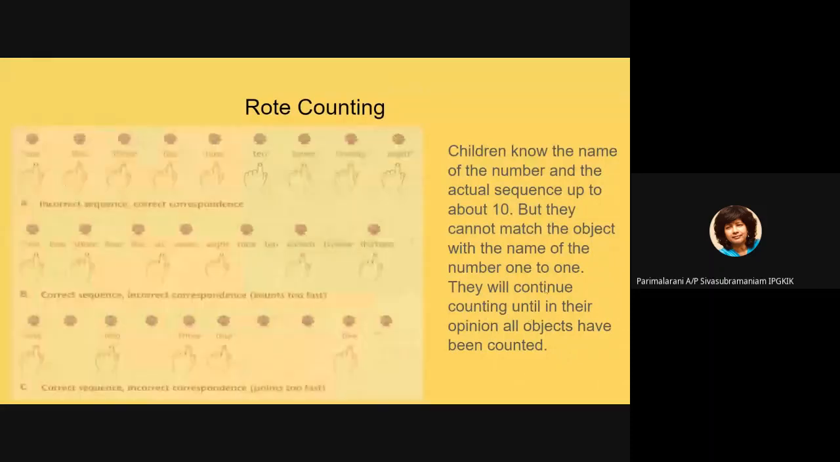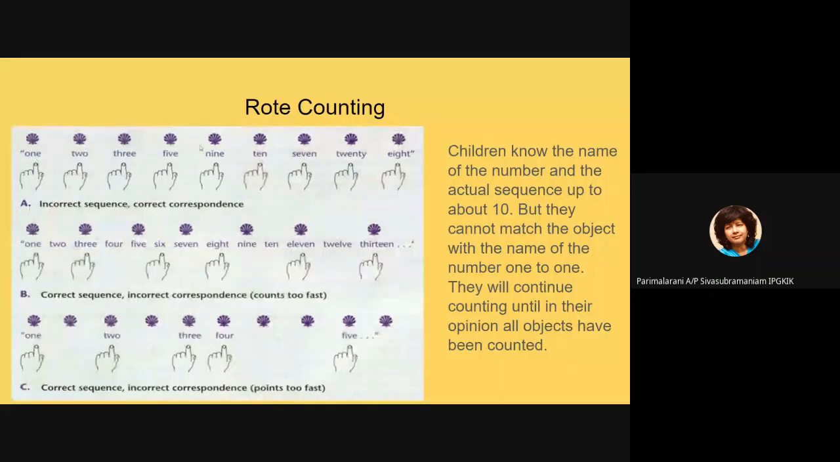Okay, for example, the first row of object here, there are 9 objects here, but the child starts counting 1, 2, pointing one object and saying 1, pointing to the second object and saying 2, pointing to the third object and saying 3 until the end. But the number names are not in order: 1, 2, 3, 5, 9, 10. Okay, so that means this child can do one-to-one matching, but does not follow the stable order principle.